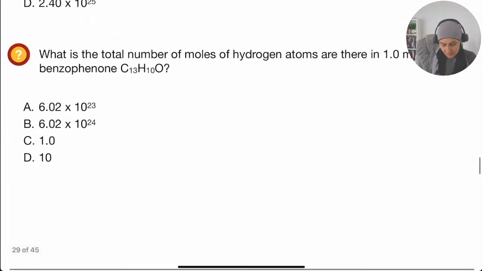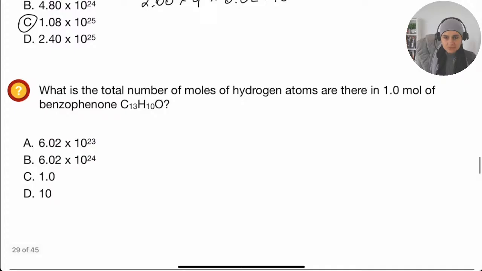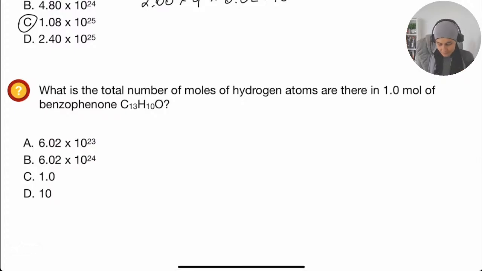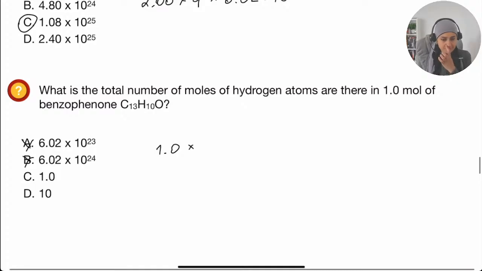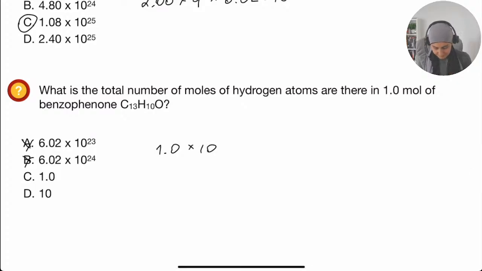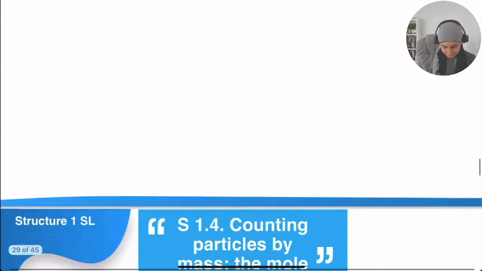And the last one. What is the total number of moles? Which ones do we exclude? Total number of moles, so not A, not B. What is the total number of moles of hydrogen atoms in 1 mole of benzophenone? So I find the moles of hydrogen atoms. I do 1 mole times how many hydrogen atoms do I have? 10. That's it. No Avogadro's constant needed here. Okay. Next.